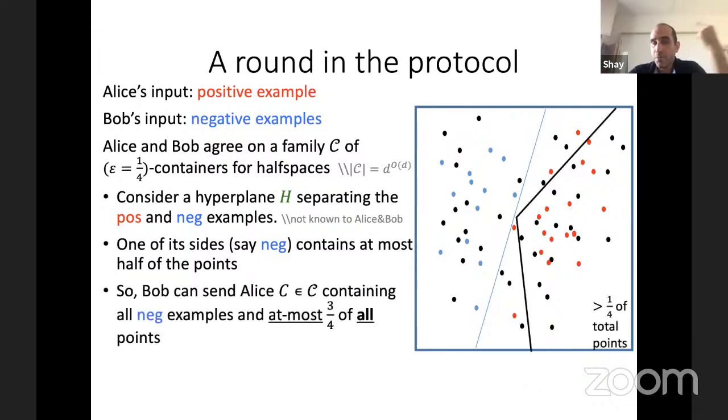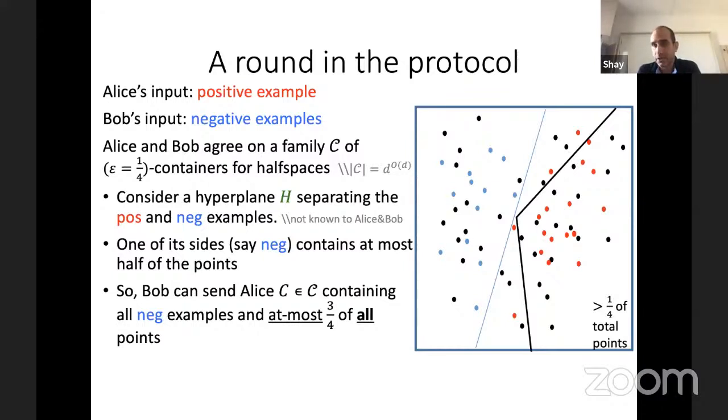Then Bob can find a container of this half space, and it will contain at most 3/4 of all points. Because the container contains the half space, and in the difference between the container and the half space there are at most epsilon equals 1/4 fraction of the points. So altogether, this container contains at most 3/4 of all points.